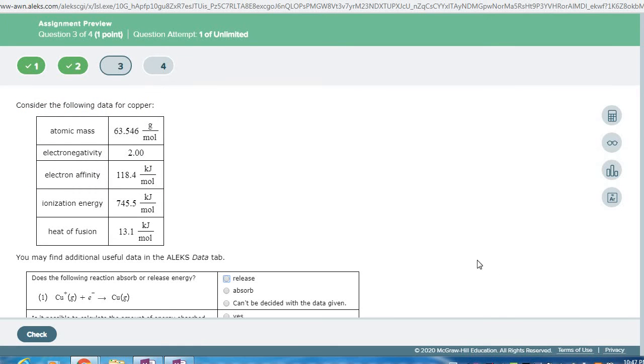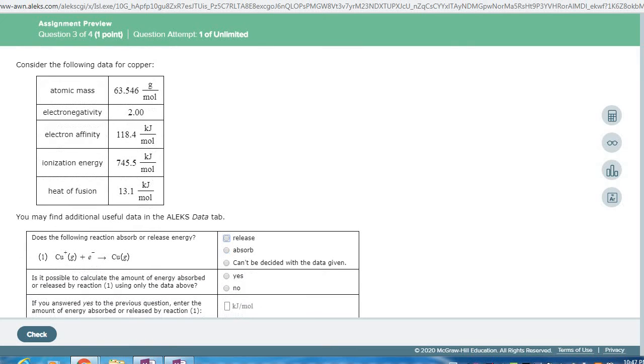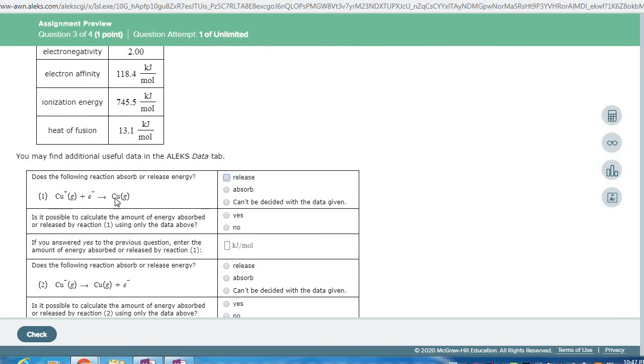Again, this is for copper. Find the neutral. The neutral's on the right hand side here. So we're pulling off an electron on the left hand side, leaving us with a copper +1 cation. This is the reverse of an ionization energy reaction. It's the reverse. And if you remember from our discussion, it takes energy to pull off an electron. Since this is the reverse, this is going to release energy.